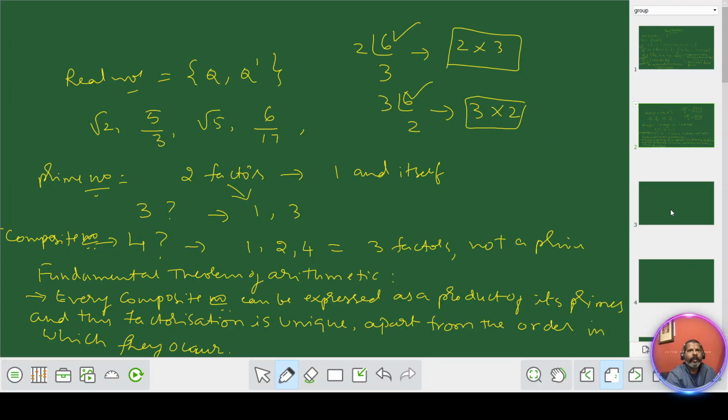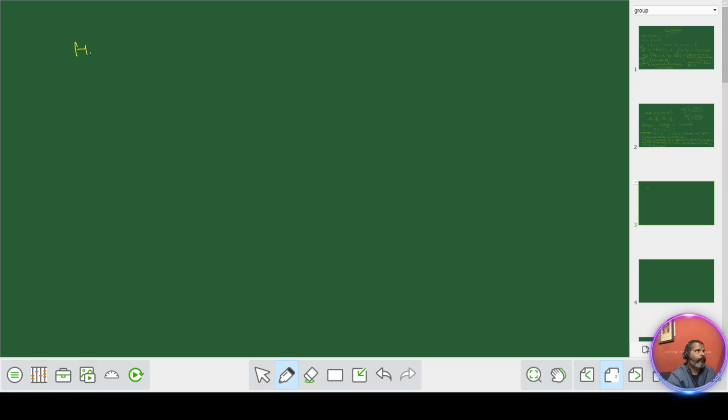We'll go to the next topic, HCF and LCM. What is HCF? It's called highest common factor. It has another name called GCD, greatest common divisor. LCM is least common multiple. How do you find HCF and LCM for a given set of numbers? That we'll learn here.